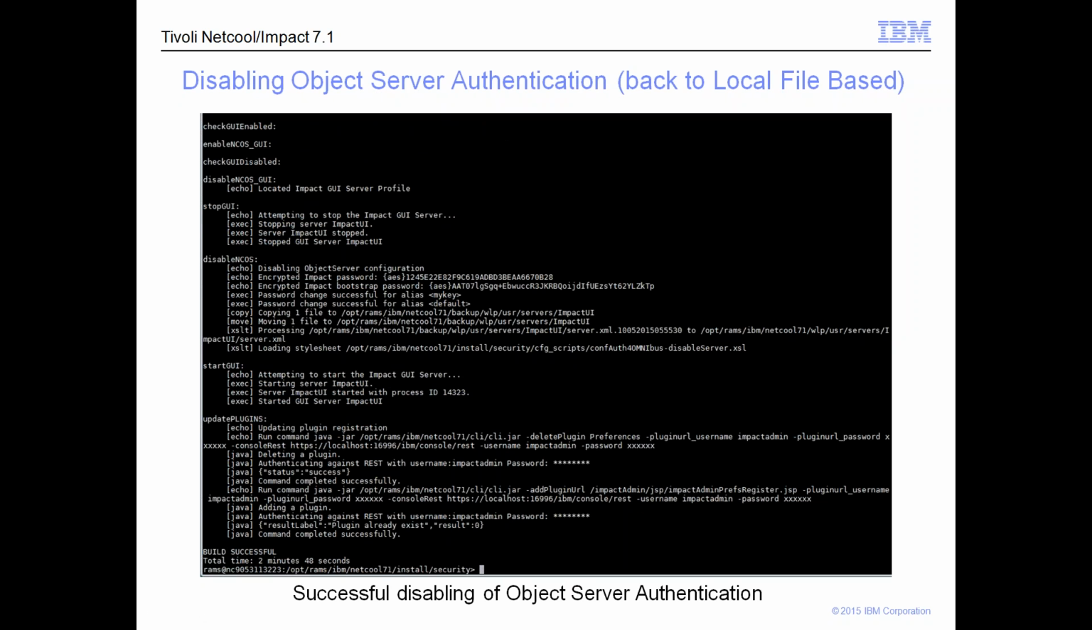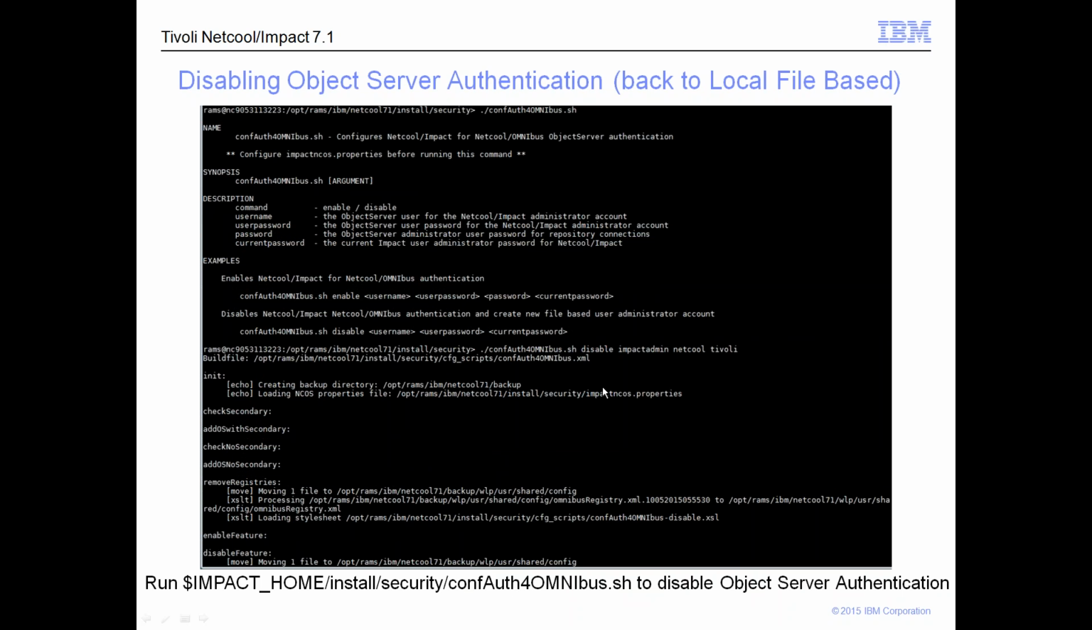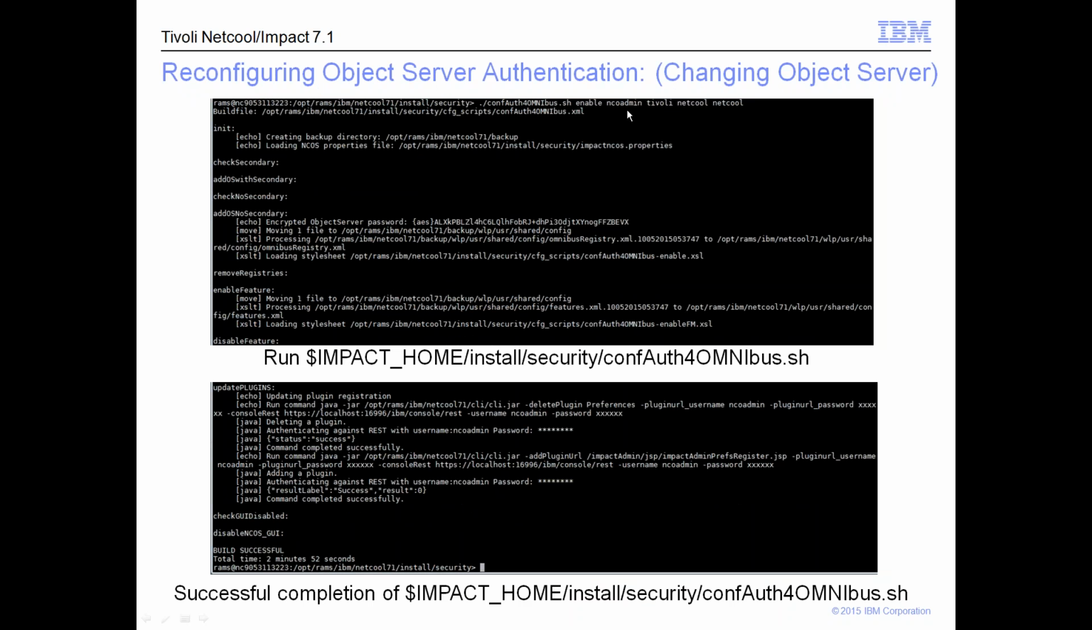Does the object server you are attempting to set up the repository with need to be running? Yeah, and it will, right. So when you run the script to enable it, it does want to check with Omnibus and make sure that that user exists and that the object server is running. And if it isn't, you're not going to get the build successful. It's going to error out and tell you that it failed.